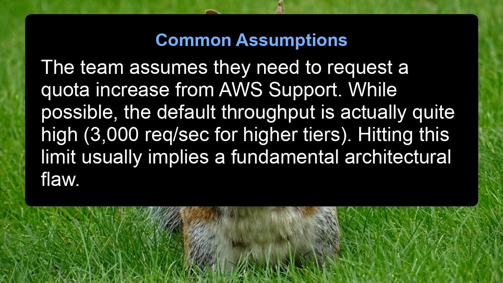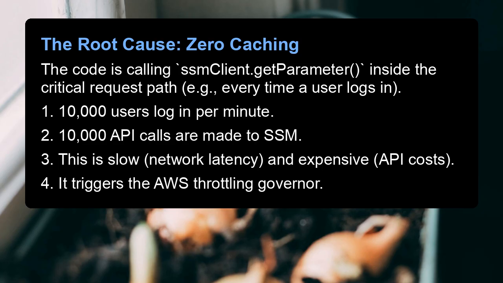Common assumptions. The team assumes they need to request a quota increase from AWS support. While possible, the default throughput is actually quite high, 3,000 requests per second for higher tiers. Hitting this limit usually implies a fundamental architectural flaw. The root cause: zero caching. The code is calling ssmClient.getParameter() inside the critical request path, for example, every time a user logs in.